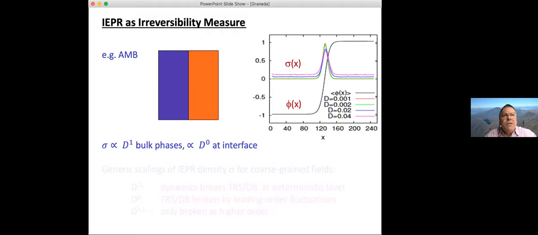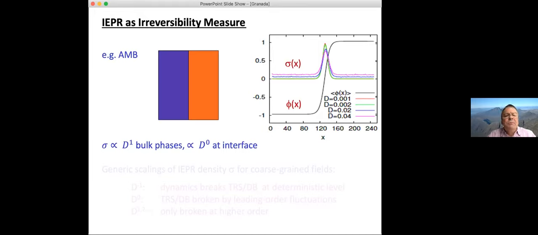It's interesting to look at its scaling with the noise. It scales like the noise variance, so d to the first power in bulk phases and d to the zero at the interface. So this is showing us interesting structure as to where the irreversible stuff is happening in active model B in its state of phase separation.